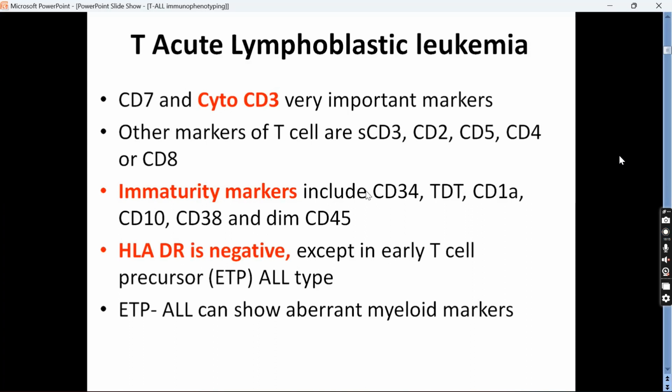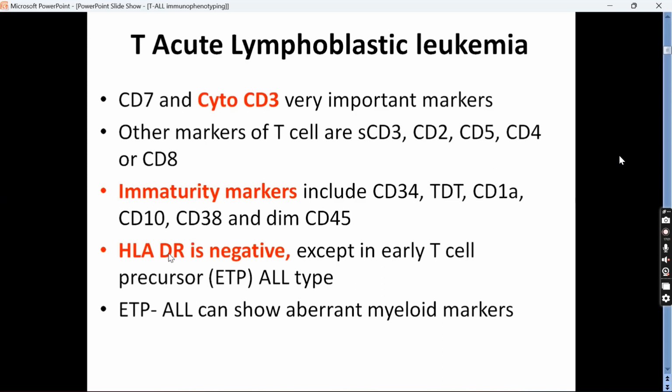So I repeat the immaturity markers: CD34, TdT, as for B-ALL, and dim CD45, as for B-ALL. These three are excellent immaturity markers. CD1A comes in a type of T-ALL called cortical T-ALL. Similarly, CD10 helps as an immaturity marker in a type of T-ALL called cortical T-ALL or medullary T-ALL. And CD38 is very good, but again, never go with only CD38. It is just an associated marker that helps you confirm when other markers are present. And this is one more important take-home message: T-ALL is commonly HLA-DR negative.